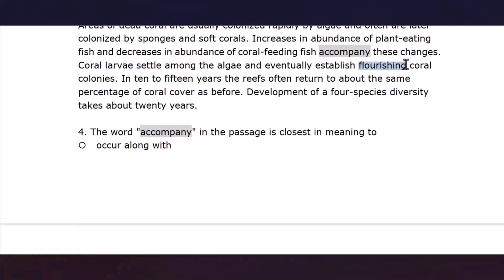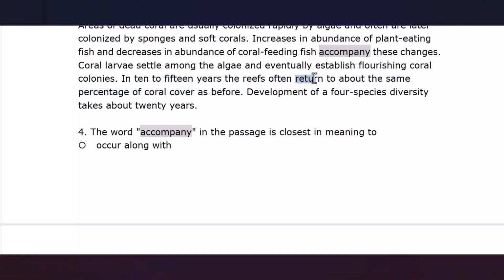Flourishing here is not a verb. It is actually a gerund, as I cited previously. Flourishing is a gerund that here functions as an adjective. Flourishing coral colonies. Next, in 10 to 15 years, the reefs often return to about the same percentage of coral cover as before.